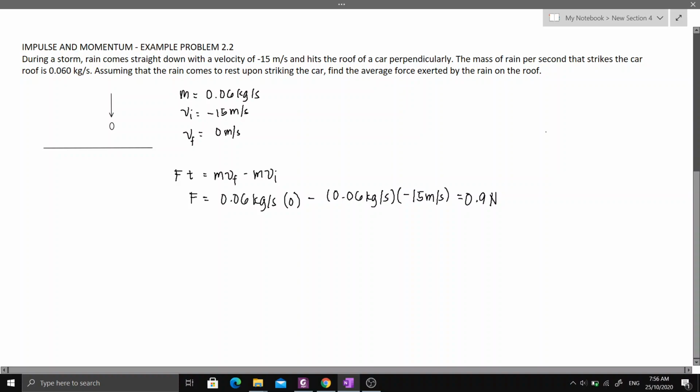So, what we are asked to find is the force exerted by the rain on the roof. So, by action-reaction, the force F exerted by the rain on the roof is equal to negative 0.9 Newton. So, this is the final answer.